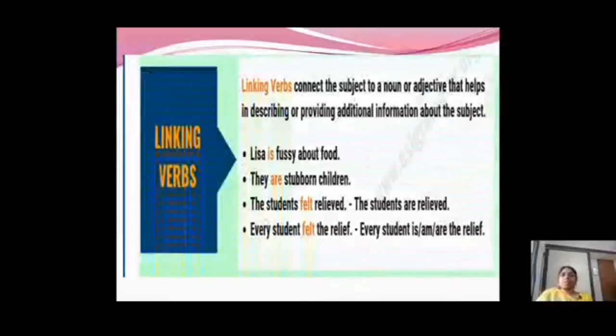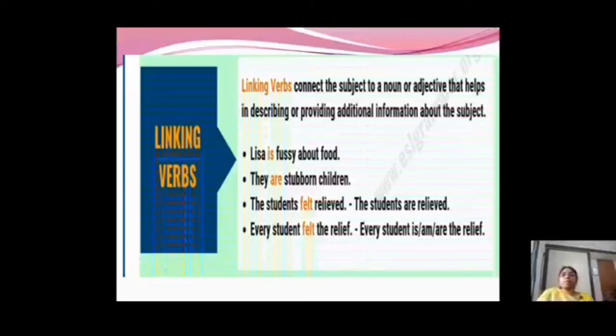Lisa is fussy about food. Is is a linking verb here. They are stubborn children. Are is a linking verb here. The students felt relieved. Felt is a linking verb. Every student felt the relief. So felt is a linking verb.